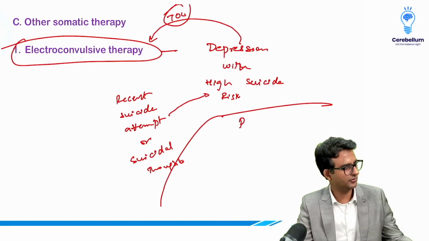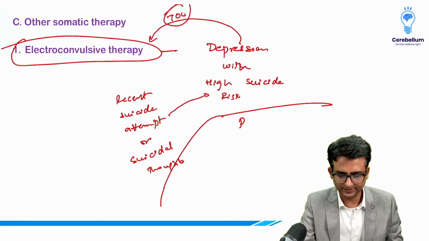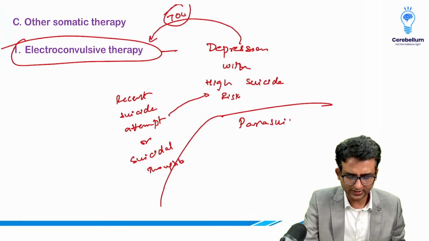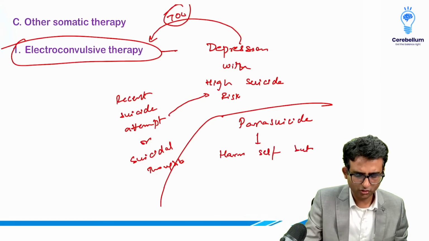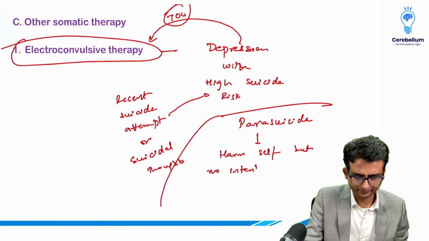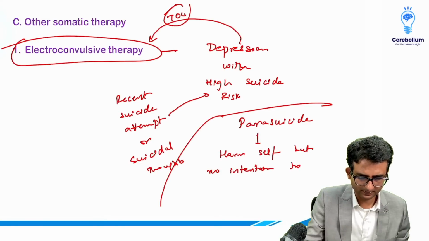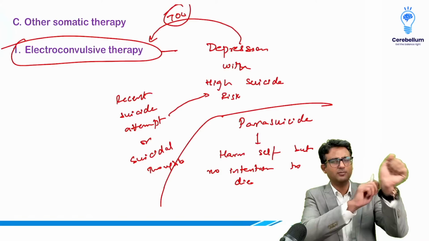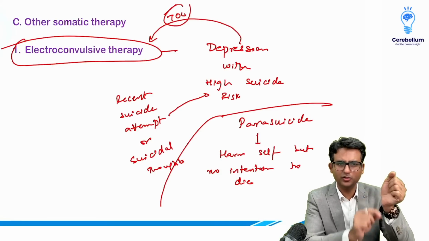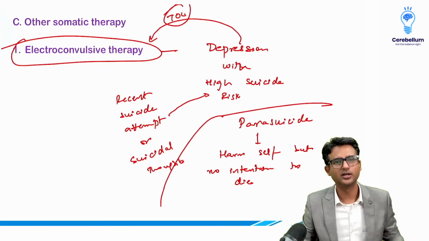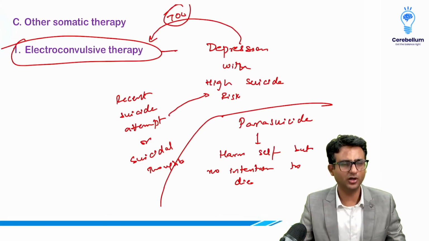No, Pandey ji, in parasuicide we usually do not offer ECT. What is parasuicide? Basically the person harms self but no intention to die. Say, if you are cutting yourself superficially, you know that you are harming yourself, but you know that you would not die of it. So you harm yourself, but there is no intention of death.